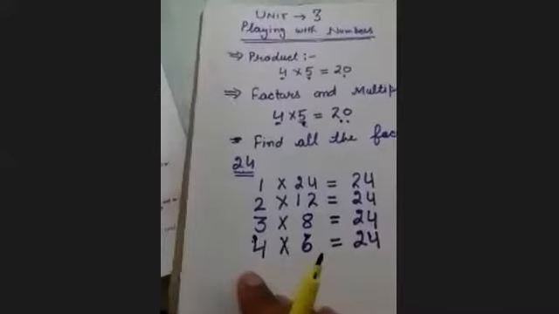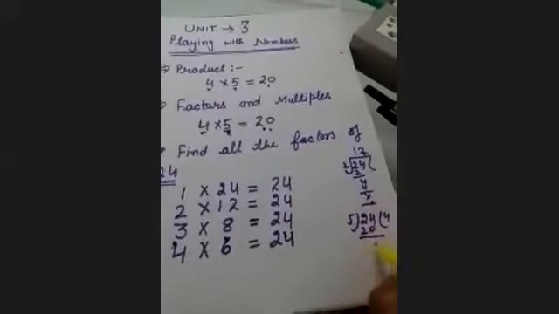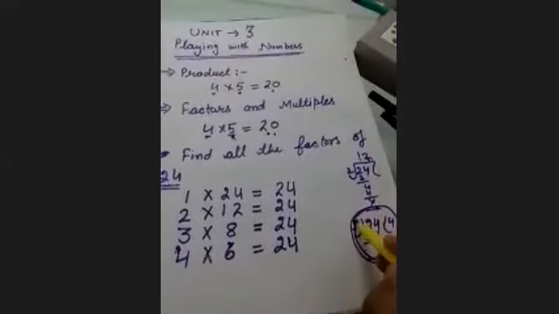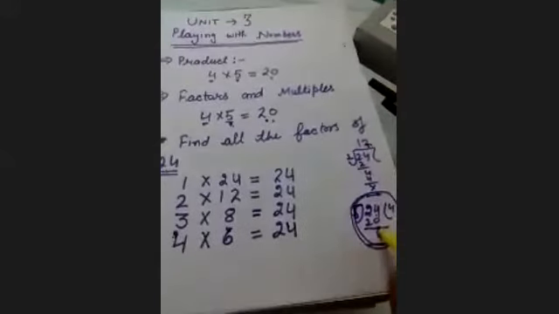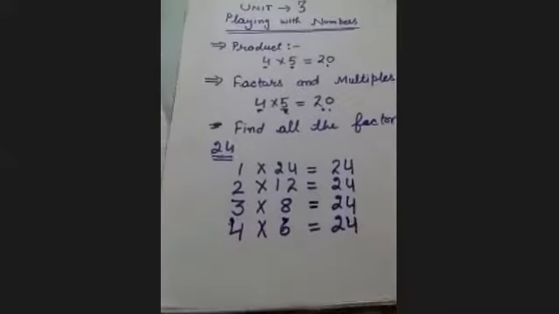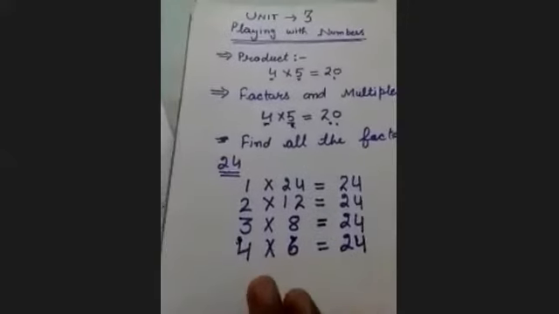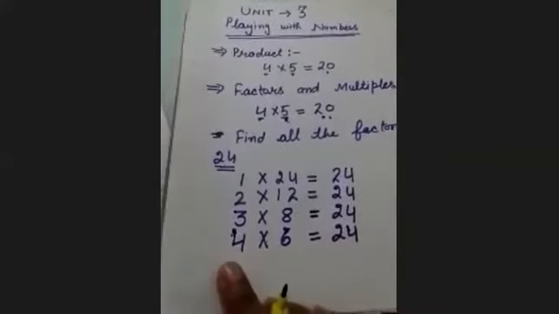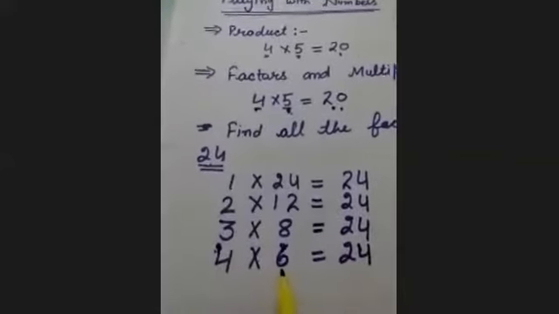Next number is 5. Now divide 24 by 5. 5 4s are 20 and the remainder is 4. It is not fully divisible by 5. 24 is not exactly divisible by 5 because our remainder is 4. So it means 5 is not a factor of 24. Yes, friends. So we can't write 5 here. Next number is 6. 6 is already here.